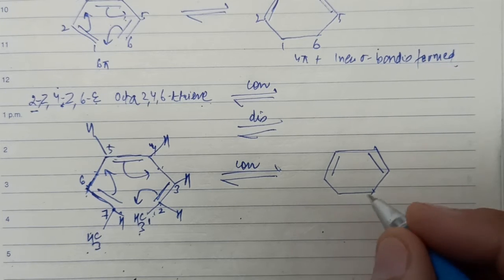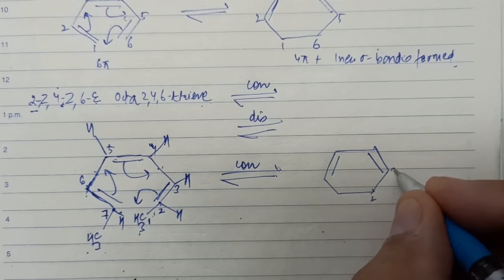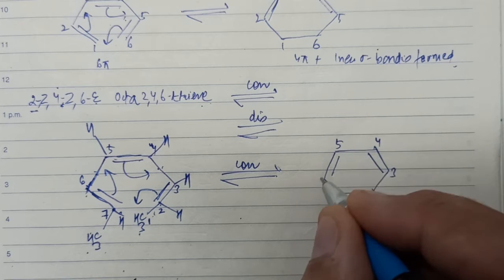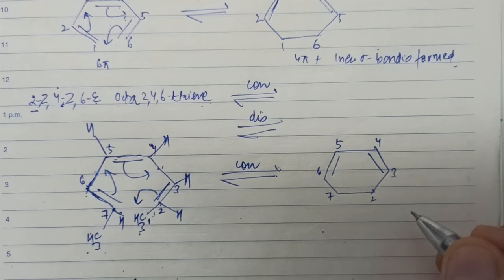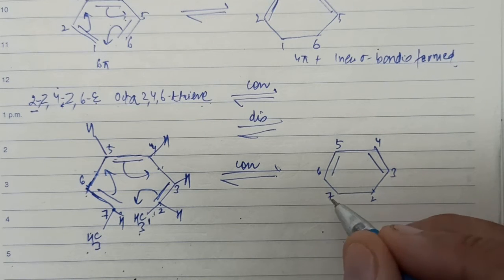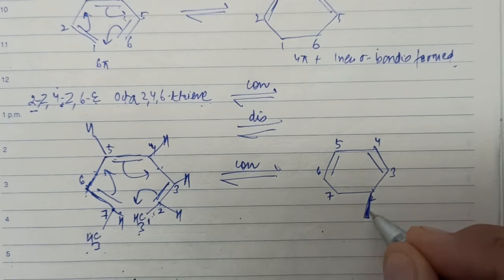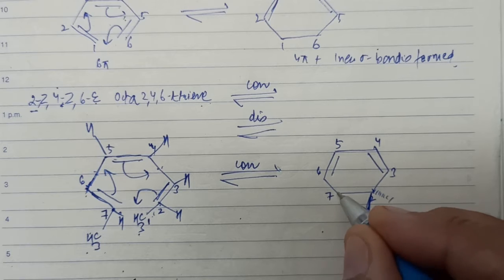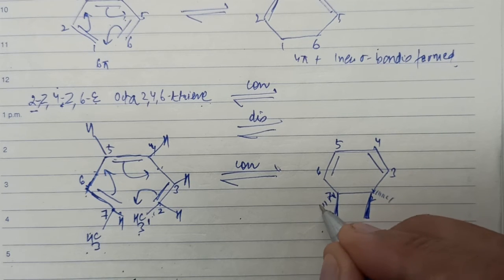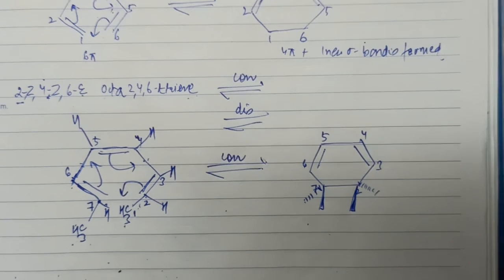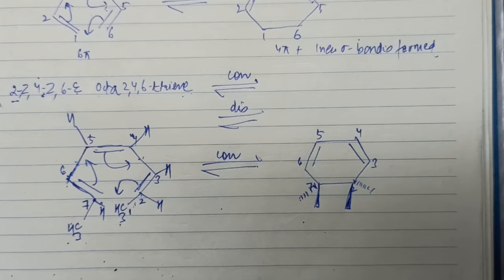The only difference is this one was your second carbon atom, third, fourth, fifth, sixth, seventh. The only difference is that the second and seventh carbon atoms are now stereocenters. That means each would have one group above the plane and one group below the plane, one above, and similarly one below. Now conrotatory closure can happen in two possible ways.